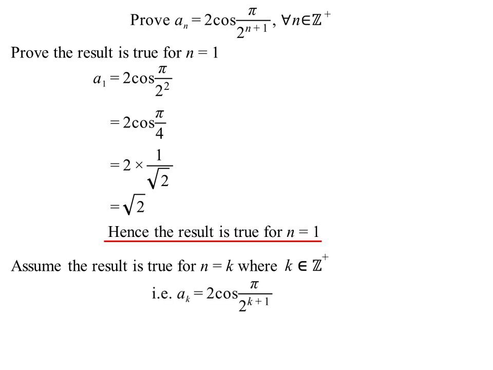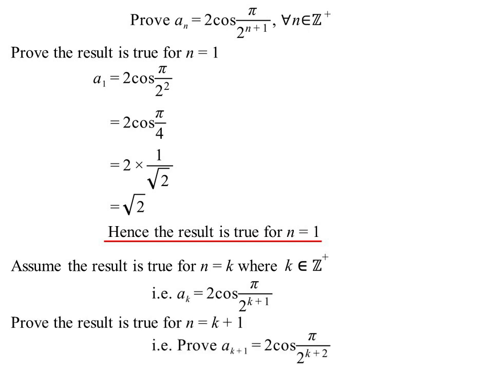Assume the result is true. So I'm going to assume that the kth term is 2 times the cosine of pi on 2 to the power of k plus 1. Prove the result is true. So let's do our proof. So reminder again, we're trying to prove term k plus 1 is 2 times the cosine of pi on 2 to the power of k plus 2. I will use the recursive formula that they gave me, and then I can substitute in our assumption that a_k is 2 cosine of pi on 2 to the power of k plus 1.